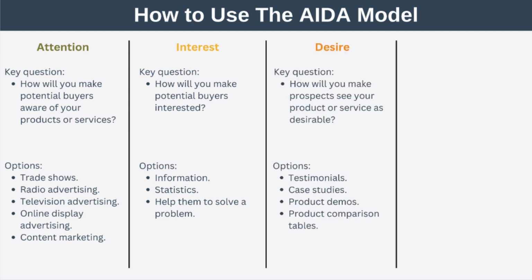And in that step, the critical question you need to answer is, how will you make prospects see your product or service as desirable? And some techniques you can use here are using testimonials to show how others love using your product, showing case studies to demonstrate how others benefited from using your product, offering product demos to highlight the benefits of your product, or displaying product comparison tables that illustrate why your product is better than your competitors. The better you are at creating desire, the more prospects will move to the final step of the model.